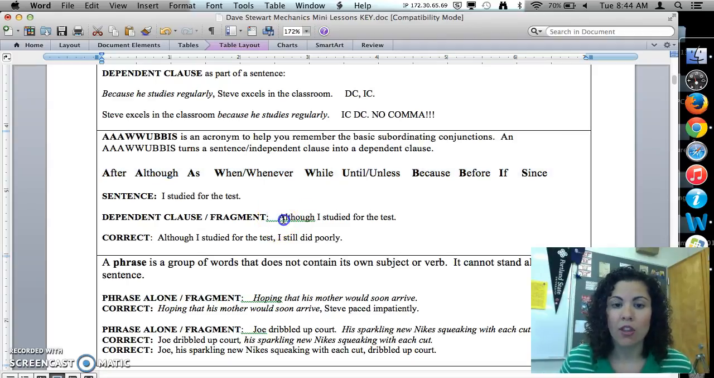If you want to say "although I studied for the test," you can. You just have to add a comma and an independent clause. You must have an independent clause to anchor that sentence, or else it's going to be a fragment. So that's why teachers used to tell you not to start a sentence with because.